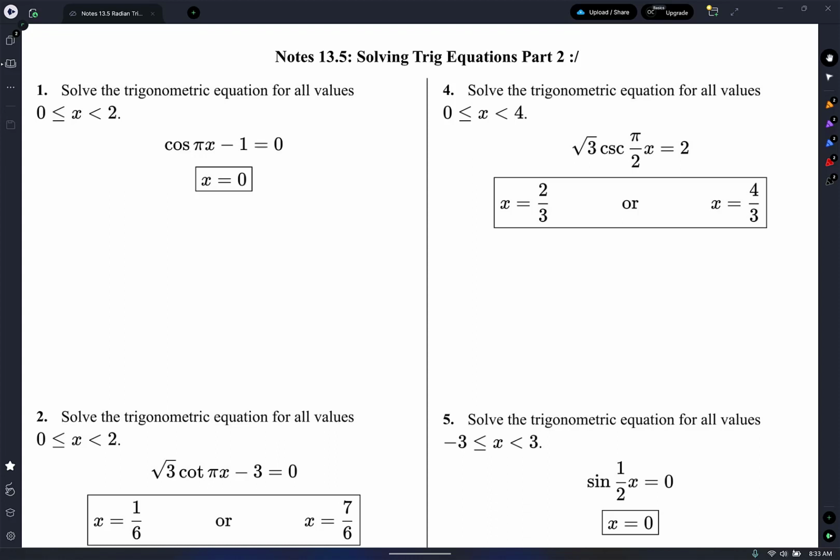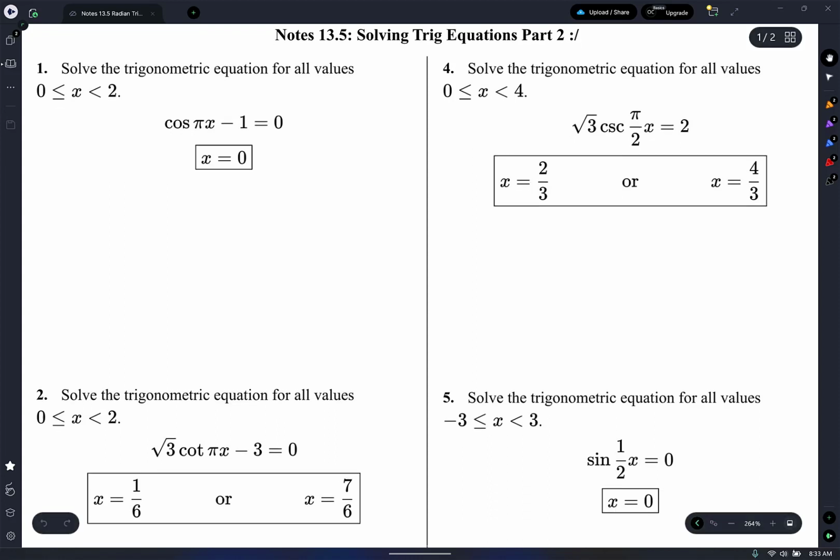About it. Okay, question number 1. It says, and by the way, all those are the answers, just that way we can verify, right? It says cosine pi x minus 1 equals 0. So how do you tackle this?